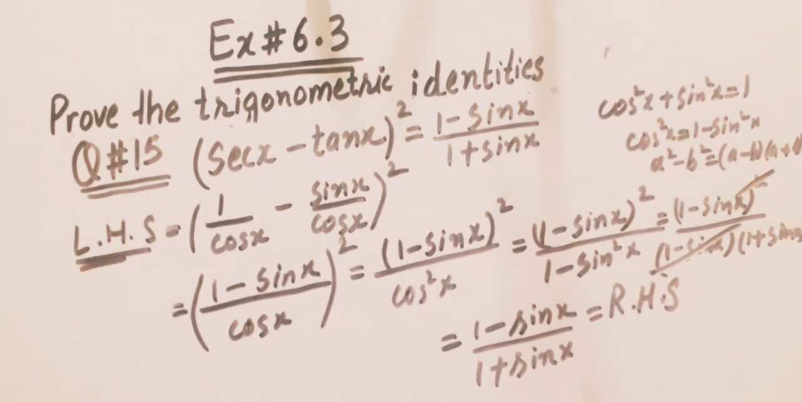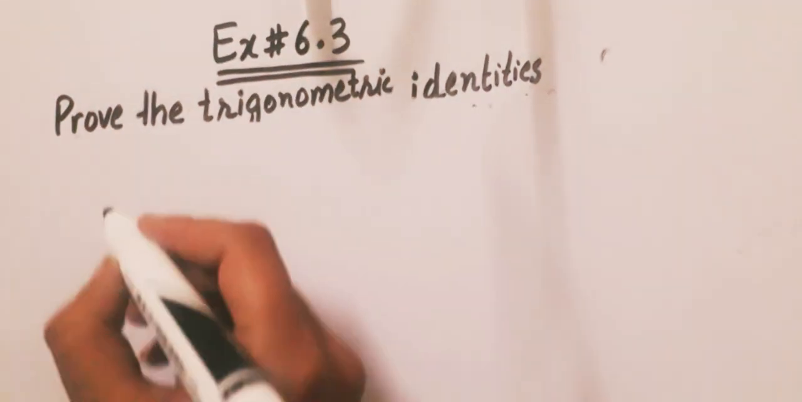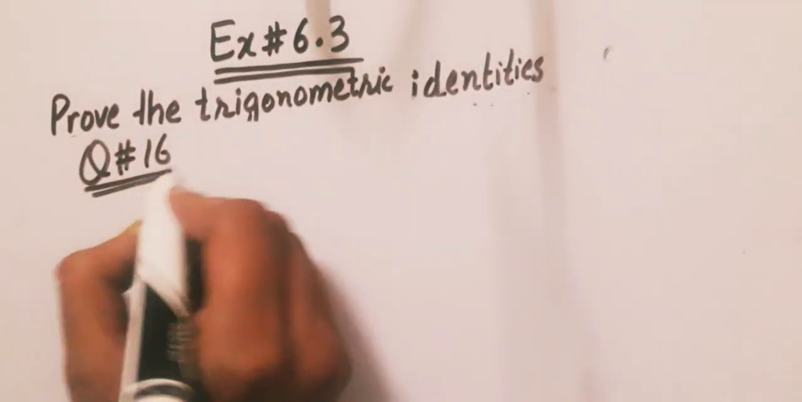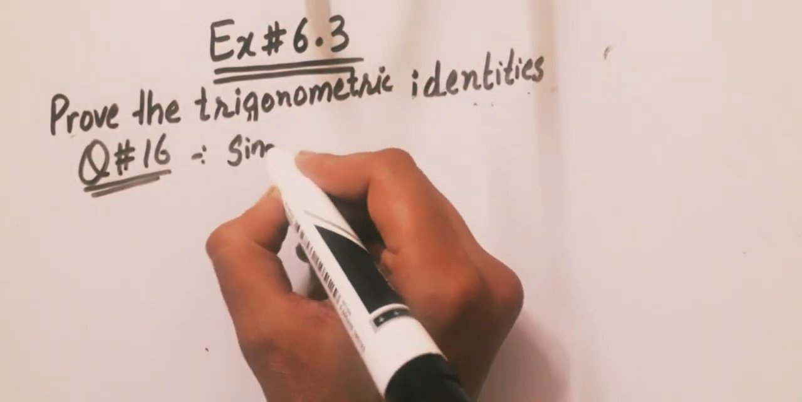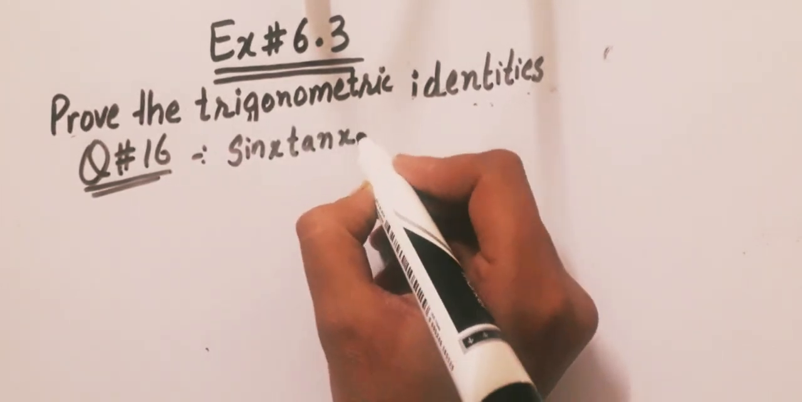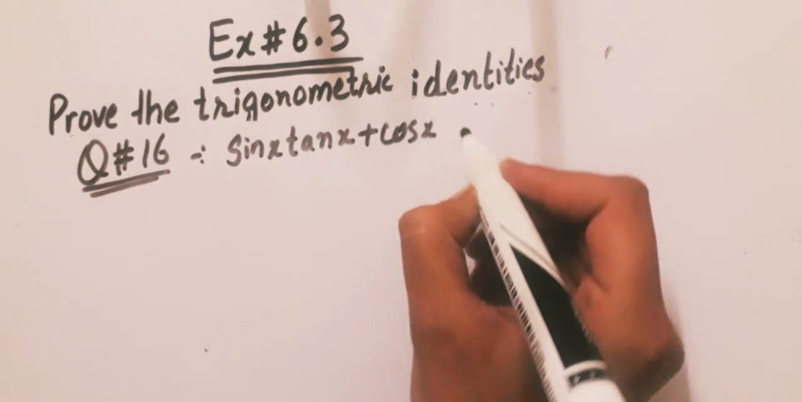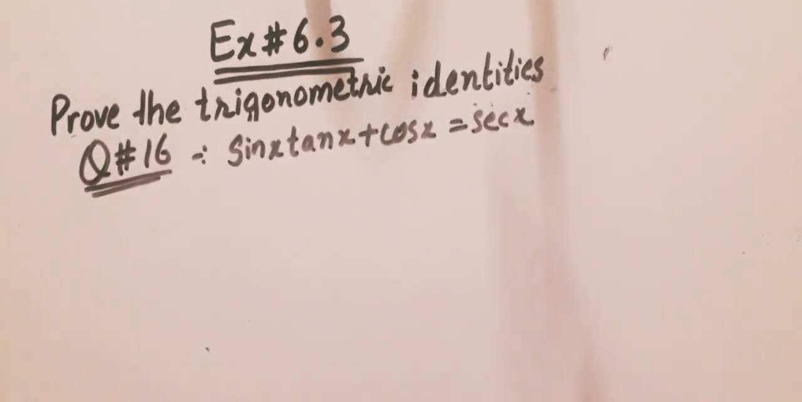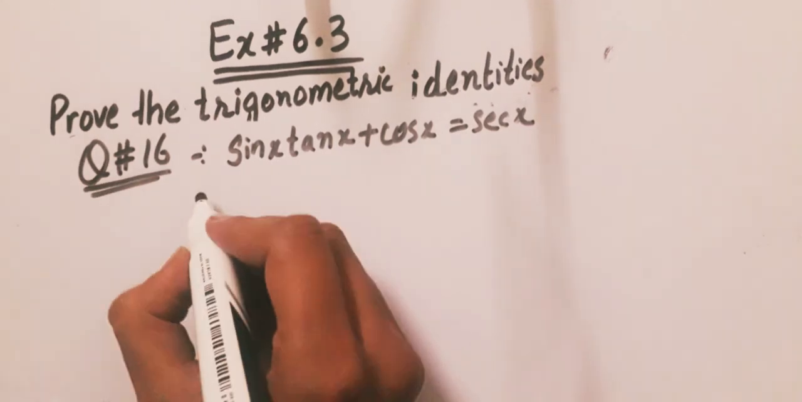Now we will solve the last question of this exercise, that is question number 16. We have sin x tan x plus cos x is equal to secant x. Now first of all we will take the left hand side.